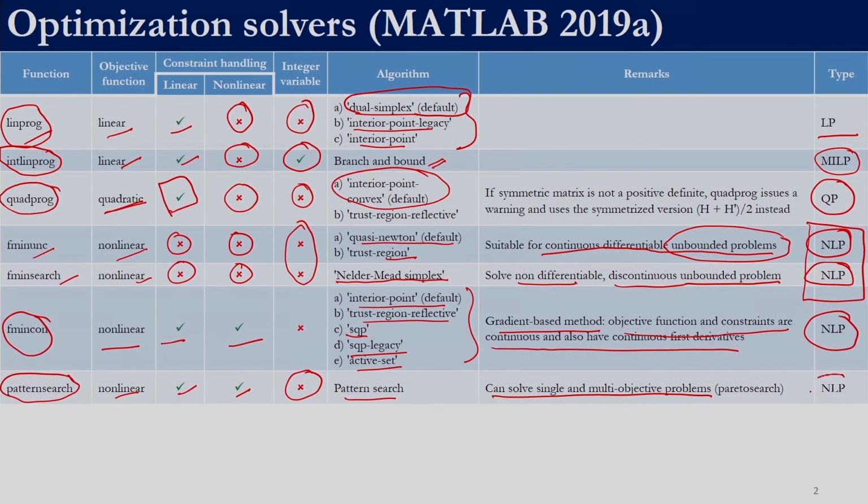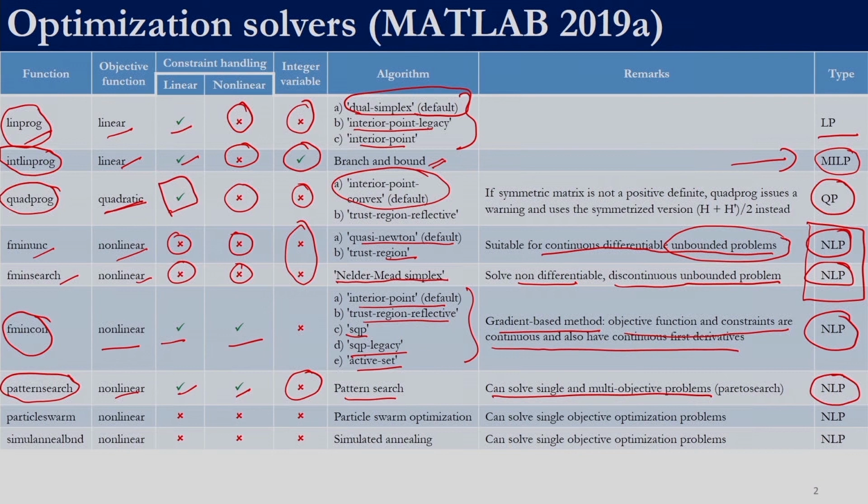Here also it is a nonlinear programming problem. So if there are integer variables, it cannot solve it. Even if everything was linear and there is at least one integer variable, then again pattern search cannot be used to solve those problems. So it supports only nonlinear programming, no integer variables. So far, of whatever functions we have seen, only intlinprog supports integer variables, but again there the constraints and the objective function have to be linear.